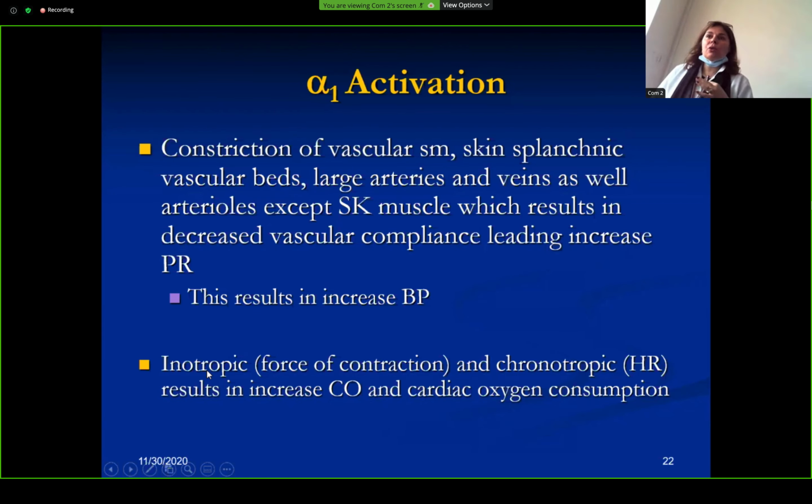Now, when you say inotropic and chronotropic, do you know the difference? Inotropic means the force of contraction, and chronotropic is the heart rate. If you increase both of them, they lead to increased cardiac output and cardiac oxygen consumption. The more details of this medication, or which alpha activation like this, it's more related to which block? And blood pressure, the cardiac, okay?